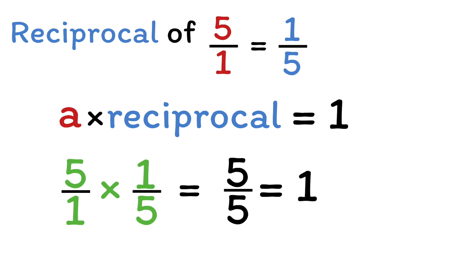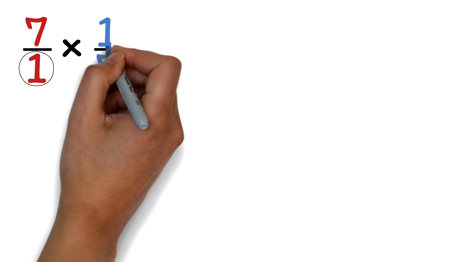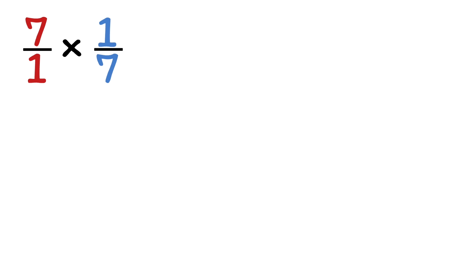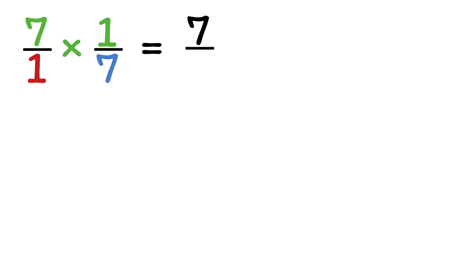Let's do another example. Let's say we have the number 7. This 7 has an invisible denominator of 1. So it is the same as 7 over 1. Next, to find the reciprocal, we swap the position of the 7 and the 1. So the 7 moves to the bottom and the 1 comes up top. Now we have 7 over 1 times 1 over 7. So we can multiply. 7 times 1 is 7. And 1 times 7 is 7. Next, 7 over 7 simplifies to 1 whole.